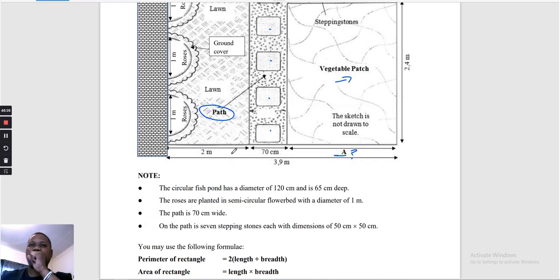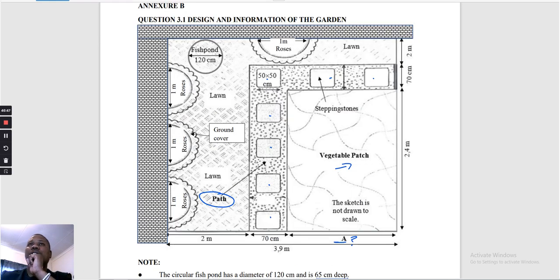The only thing that was not mentioned there is the height of the fish pond, which is 65 centimeters deep. So we have the roses, but they're not going to dig there. Okay, sharp. Now let's go to the questions.